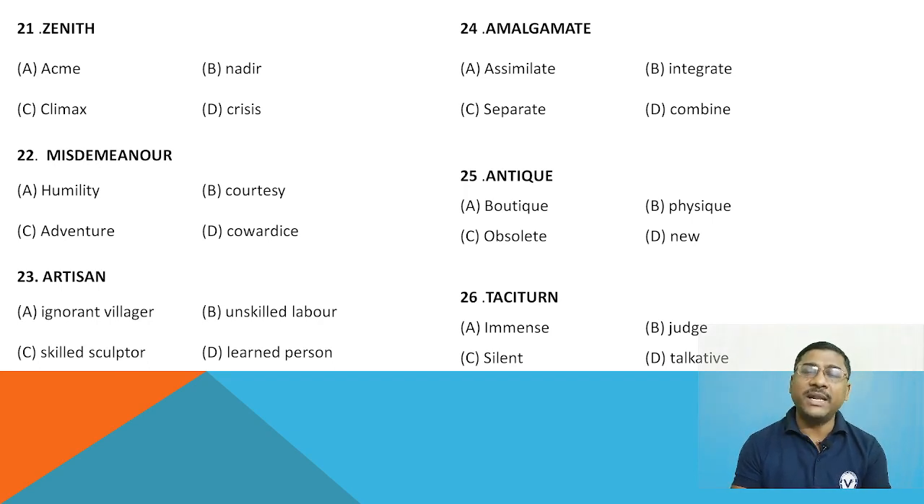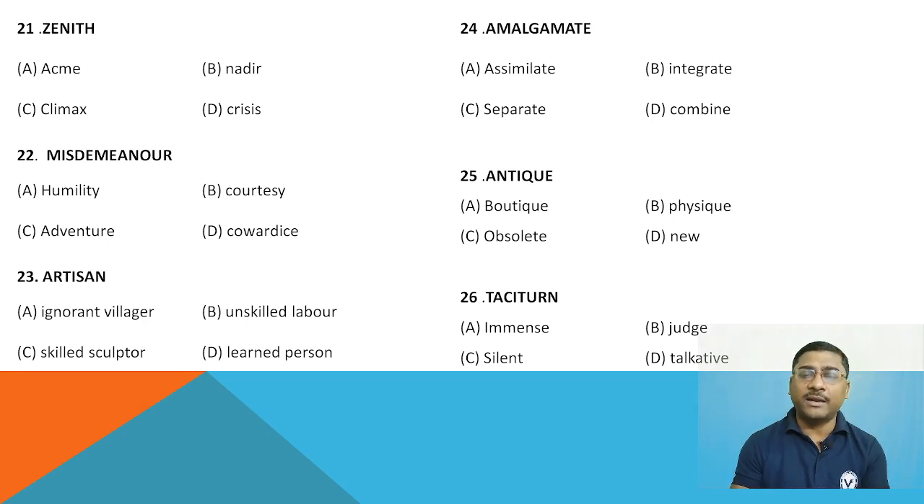So assimilate means to समा जाना, इकट्ठा हो जाना. So amalgamate means to get together. Separate means alag ho jana. So separate is the antonym for the word amalgamate. Integrate, again to get together, to bring together is integrate, and combine is again together, right?